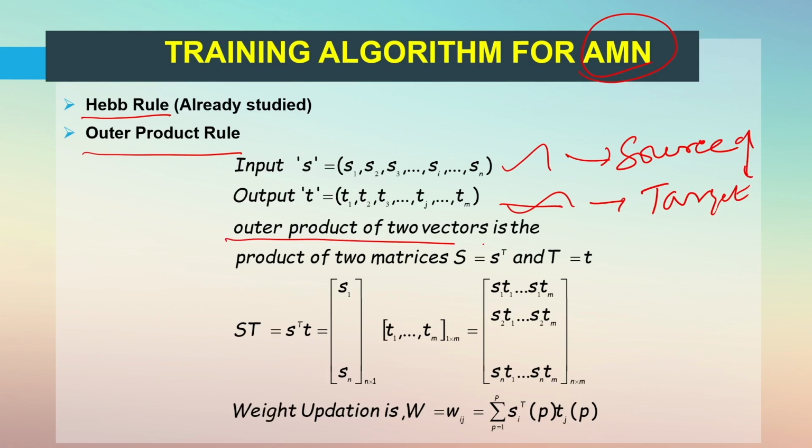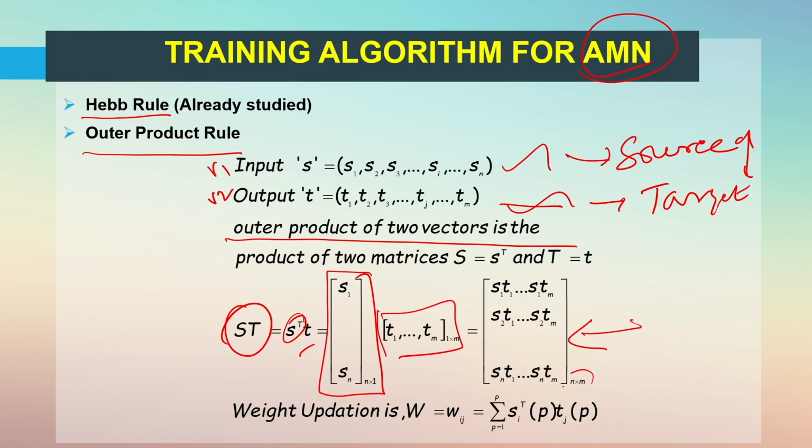If you want to do an outer product, these two are vectors, vector 1 and vector 2. The first vector should be transposed, followed by the next vector. This vector is transposed, that is, the row is converted into a column, and then you apply this rule. Now you get a matrix of n cross m. This is an n cross 1 matrix and this is a 1 cross m matrix, and finally you get an n cross m matrix. This is what the outer product rule says.